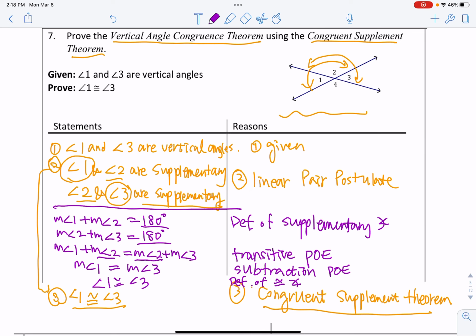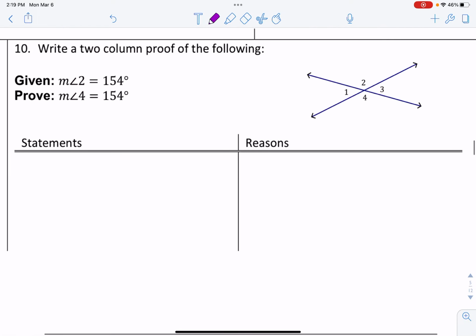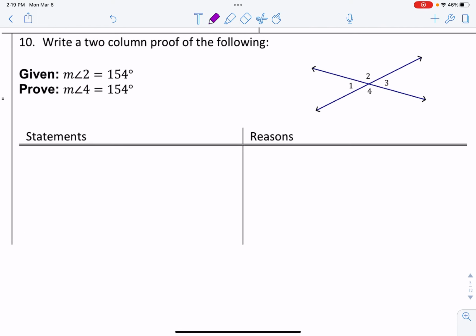So all those steps proved, we call this whole set of steps the congruent supplement theorem. So we proved the congruent supplement theorem from here. So you can just hop from here to here, and conclude angle 1 is congruent to angle 3 because of the congruent supplement theorem. And then in this one, the first thing that they gave you is measure of angle 2 equals 154 degrees, as a given.